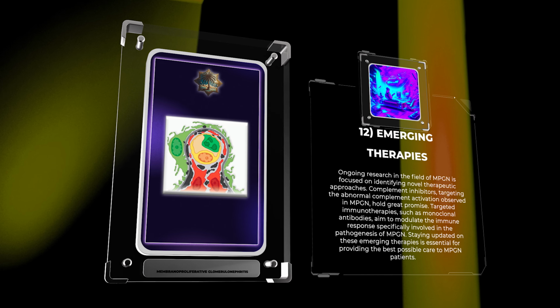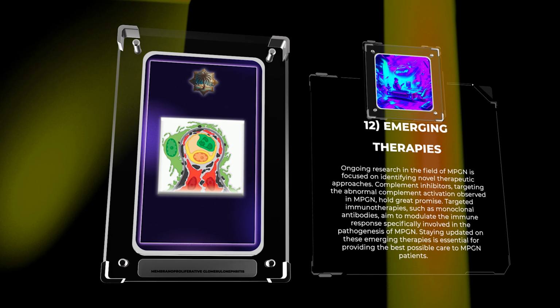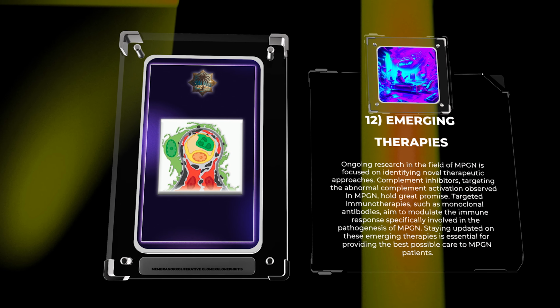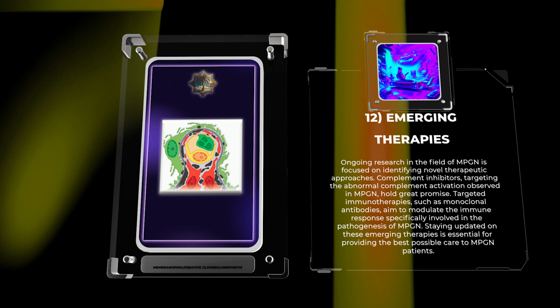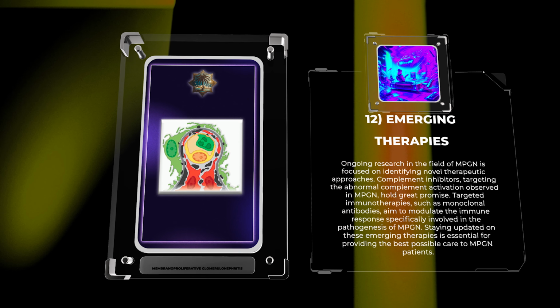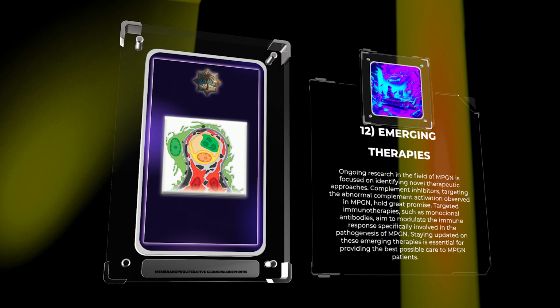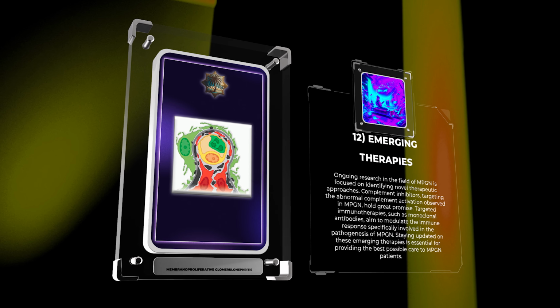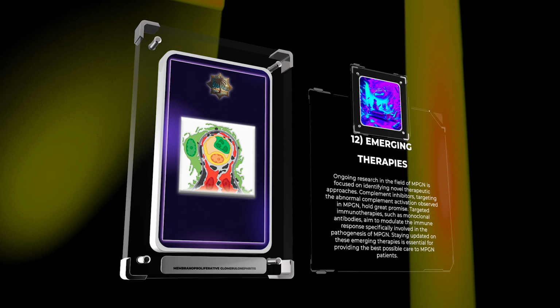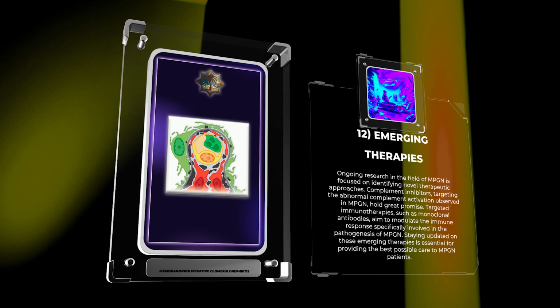Complement inhibitors, targeting the abnormal complement activation observed in MPGN, hold great promise. Targeted immunotherapies, such as monoclonal antibodies, aim to modulate the immune response specifically involved in the pathogenesis of MPGN. Staying updated on these emerging therapies is essential for providing the best possible care to MPGN patients.